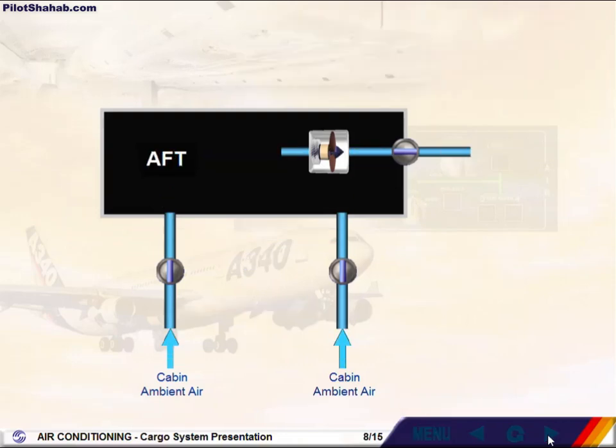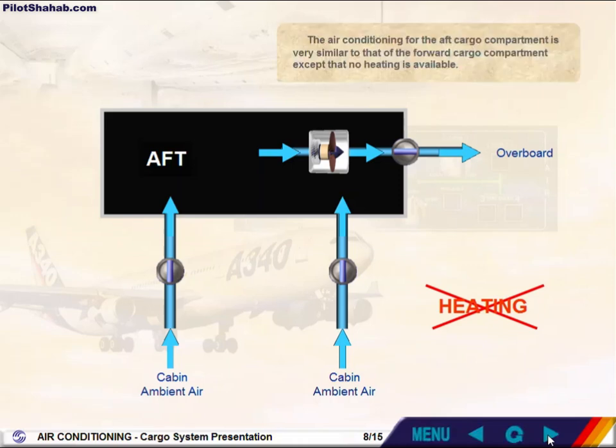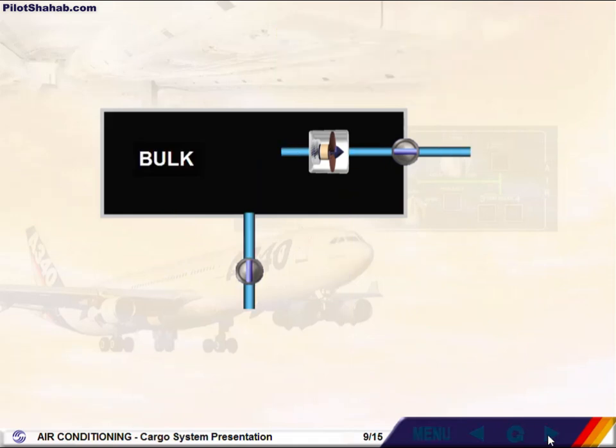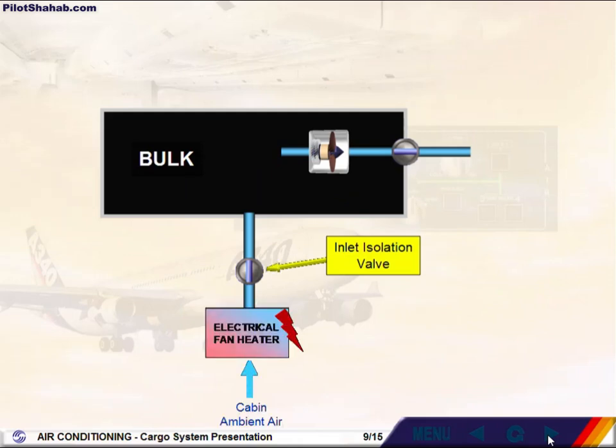The air conditioning for the aft cargo compartment is very similar to that of the forward cargo compartment, except that no heating is available. For the bulk cargo compartment, only one inlet isolation valve is fitted, and the heating is performed by an electrical fan heater. Note: compartment heating is not available when the bulk cargo door is open.